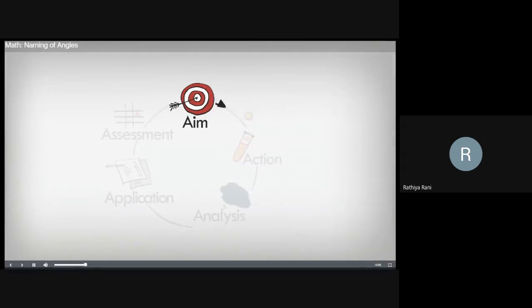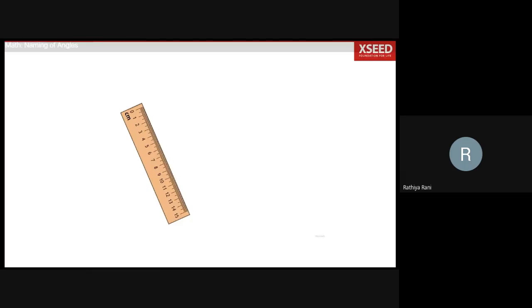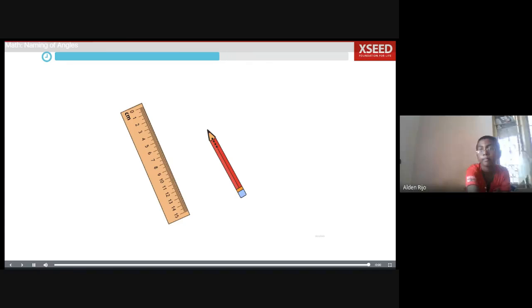Okay, good. And next, time for a quick activity. Let's get started. Take out a ruler and a pencil. So you are ready with these two resources, right? Ruler and pencil. Okay. Evelyn and Rijo, do you have your journal? Yes, you have it, right?